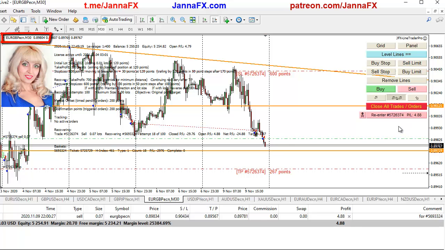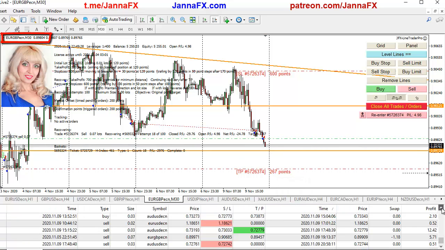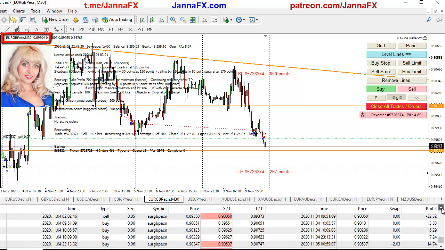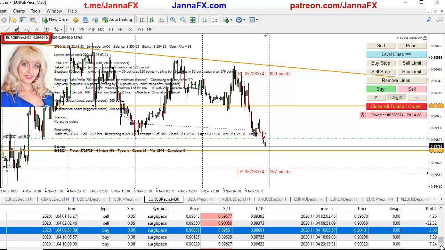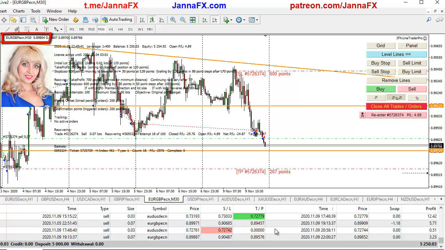So you see what is good now? To recover, it needs to reach this level for me, right? But look at the history of what I have done. I have been banking and banking. Just a moment, I'll go to euro pound. You see, banking and banking and banking. So this way I was reducing the recovery it needs to make.